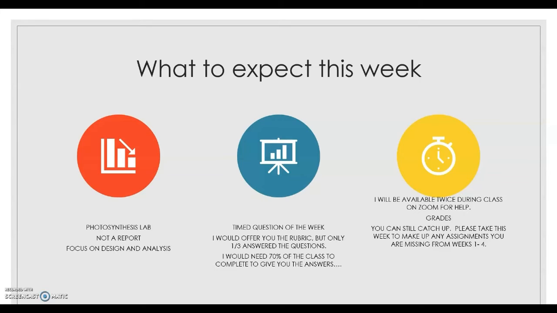So, that brings me to the 3rd major point. I'll be available the 2 Zoom days again, twice during those classes. And I'm hoping that you can catch up this week. If you're still missing some assignments, there's no penalty for late work. It's just, get it done. Which brings me to grades and how grades are working between now and the end of the semester. Probably the most important part.